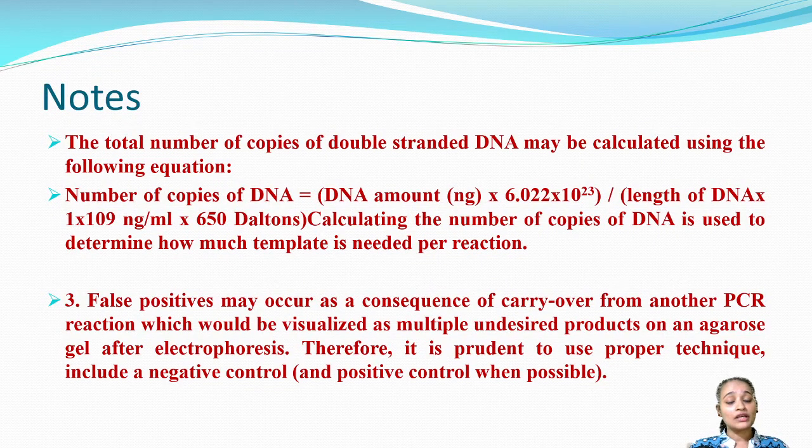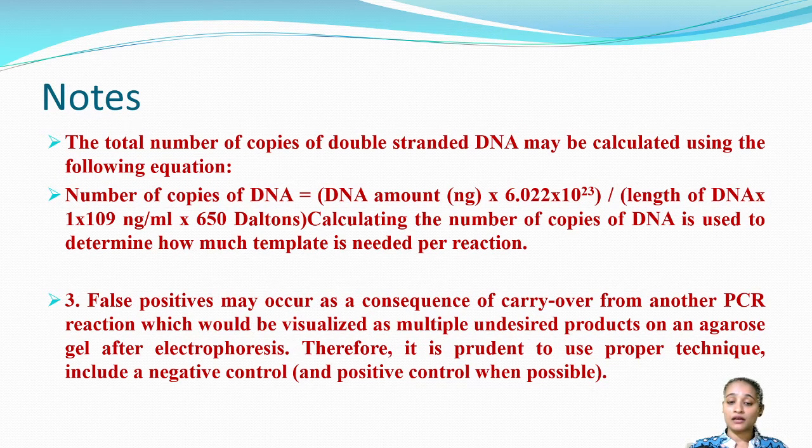So now the total number of copies of double-stranded DNA can be calculated by using the following equation. Number of copies of DNA is equal to your DNA amount in nanograms times 6.022 times 10 to the power of 23, divided by length of DNA times 1 times 10 to the power of 9 nanogram per ml times 650 daltons. Calculating the number of copies of DNA is used to determine how much template is needed per reaction. So using this formula, you can know how much template you need to take per reaction.